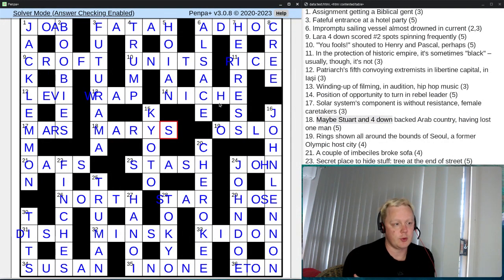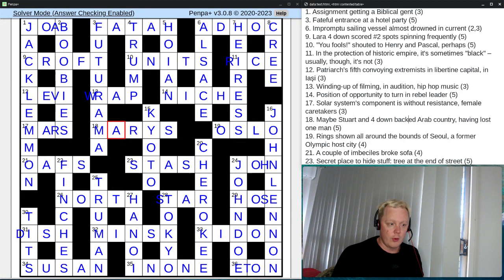So "backed Arab country": we need the name of an Arab country backwards. It's going to be Syria, having lost one. So we take the I out, again I for one, as we had earlier. So Syria backwards without the I, plus M for man, and that is all backed. So all of this is reversed, giving us Mary's. So that is how those clues work, and that gives us a finished grid.